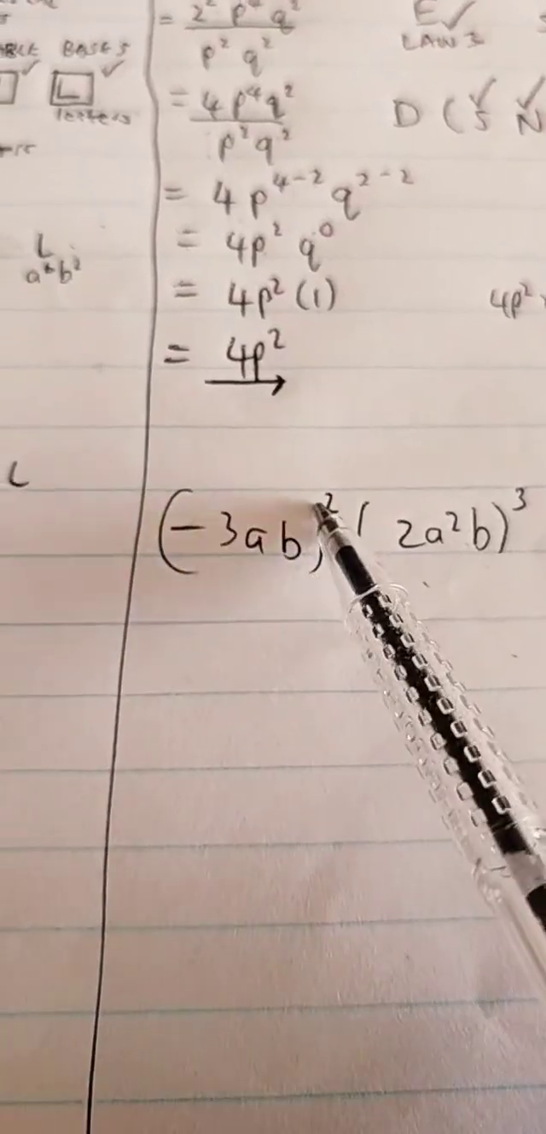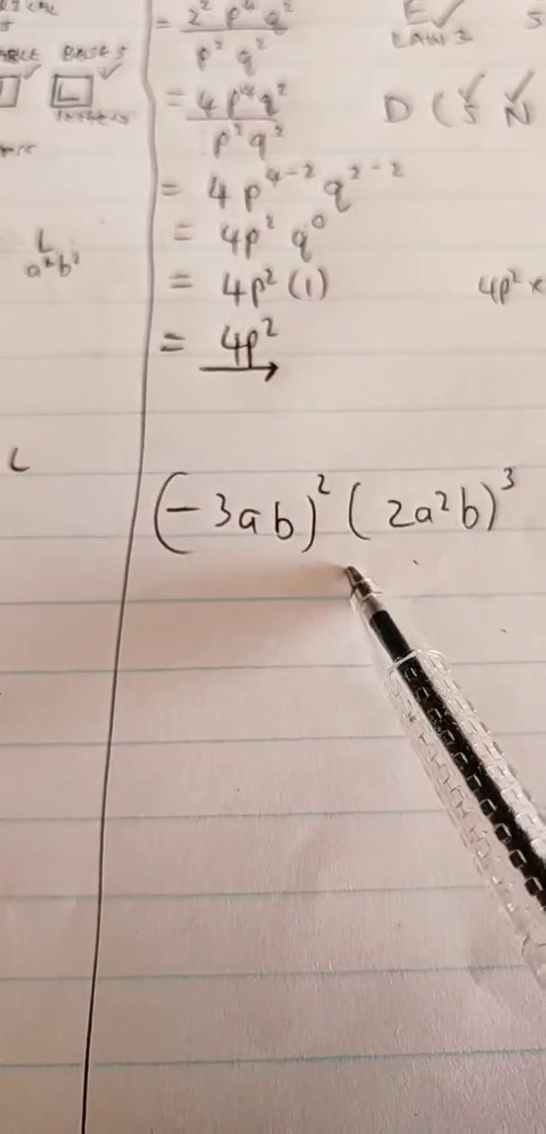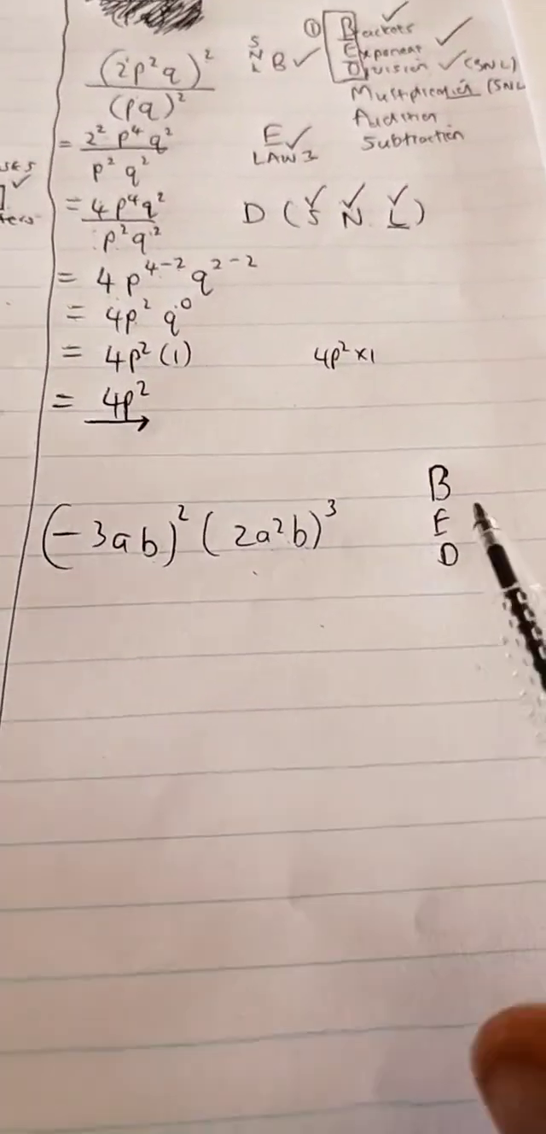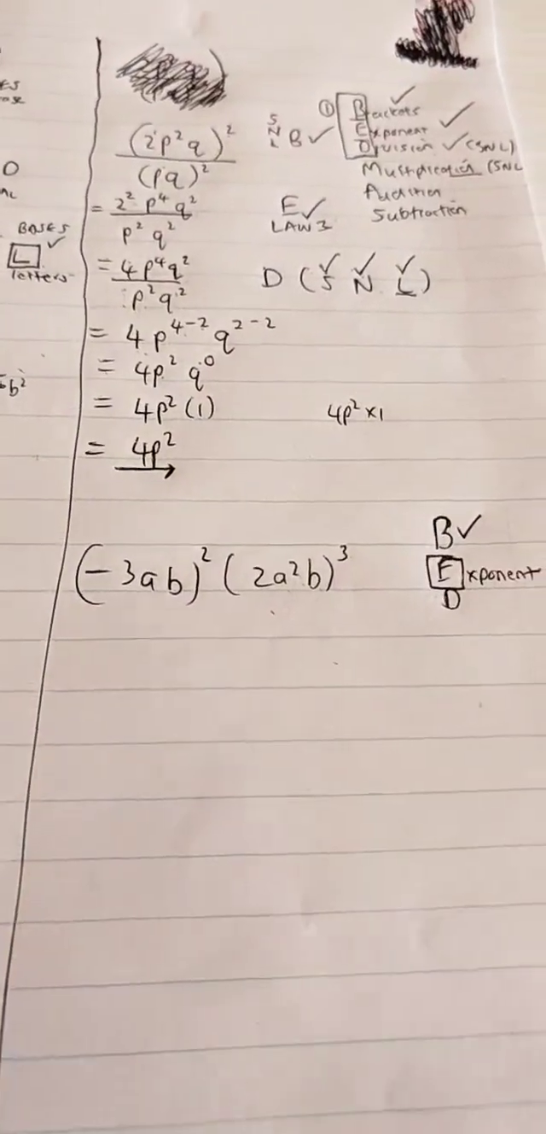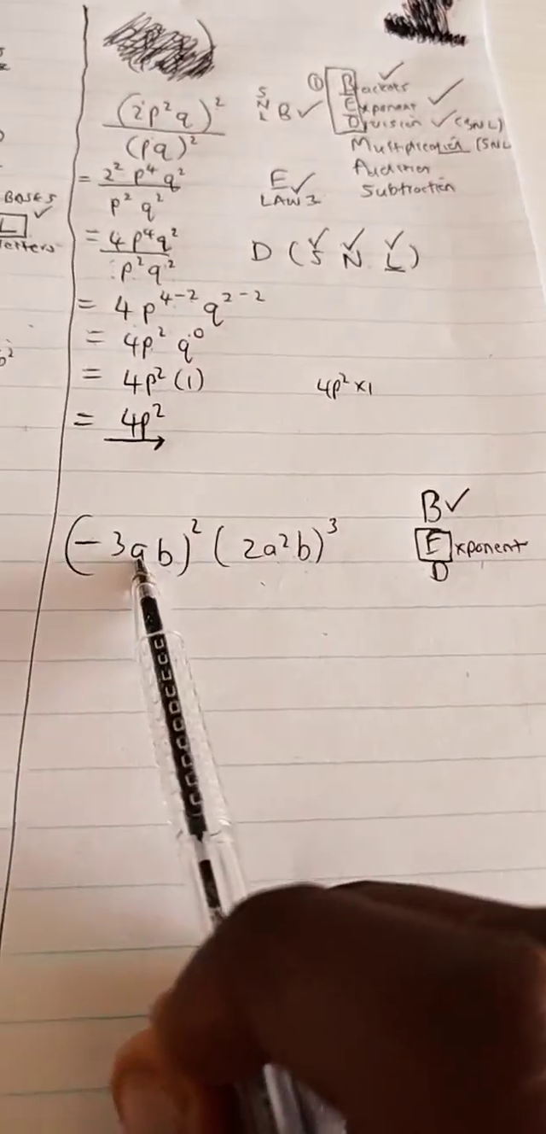All right, minus 3ab, the whole thing to the power 2, brackets 2a squared b, the whole thing to the power 3. Okay, let's take it one step at a time. Remember, what did we say, guys? We said get out of the bed. Didn't we say so? BEDMAS. Brackets. So firstly, let's look at this bracket alone and then look at this bracket alone. Then look at each bracket and apply its exponent. Is it allowed? Can we apply the exponent to this bracket?